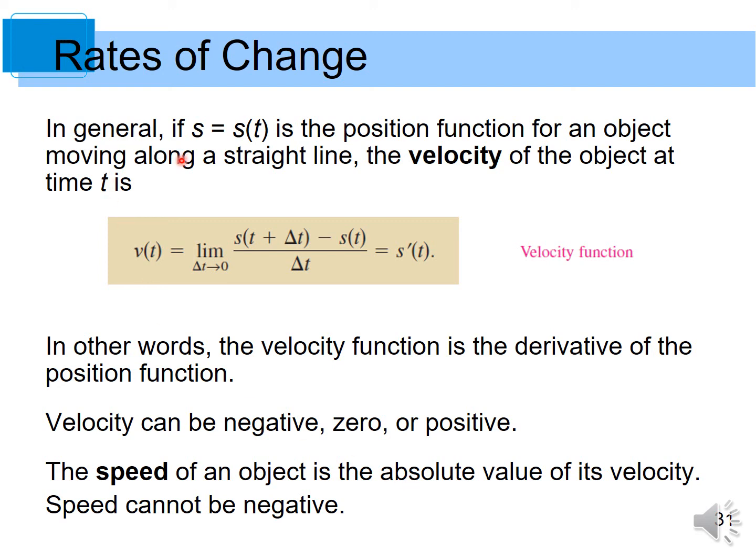In general, if s equal to s(t) is the position function for an object moving along a straight line, the velocity of the object at time t is v(t) equal to the limit of s(t plus delta t) minus s(t) over delta t, where delta t approaches 0, which is equal to s prime of t. In other words, the velocity function is the derivative of the position function.